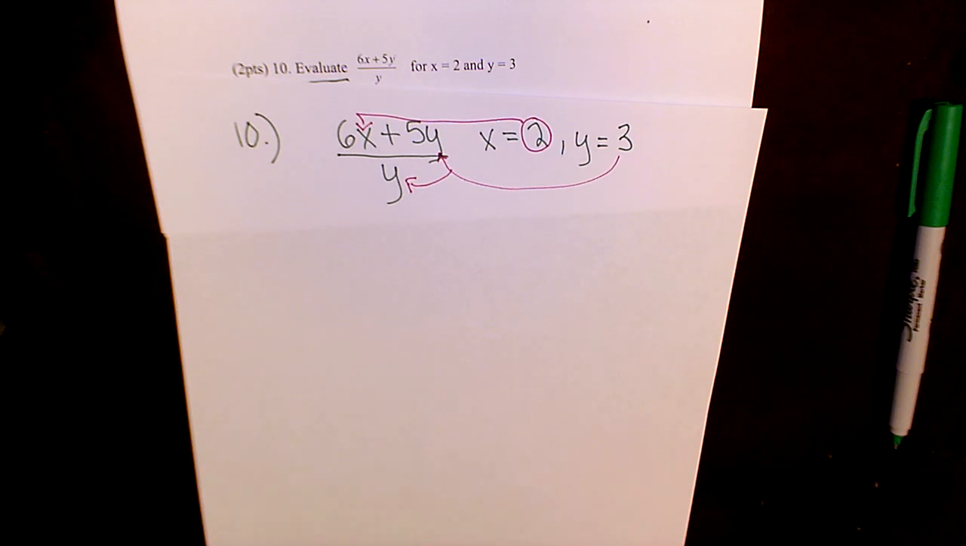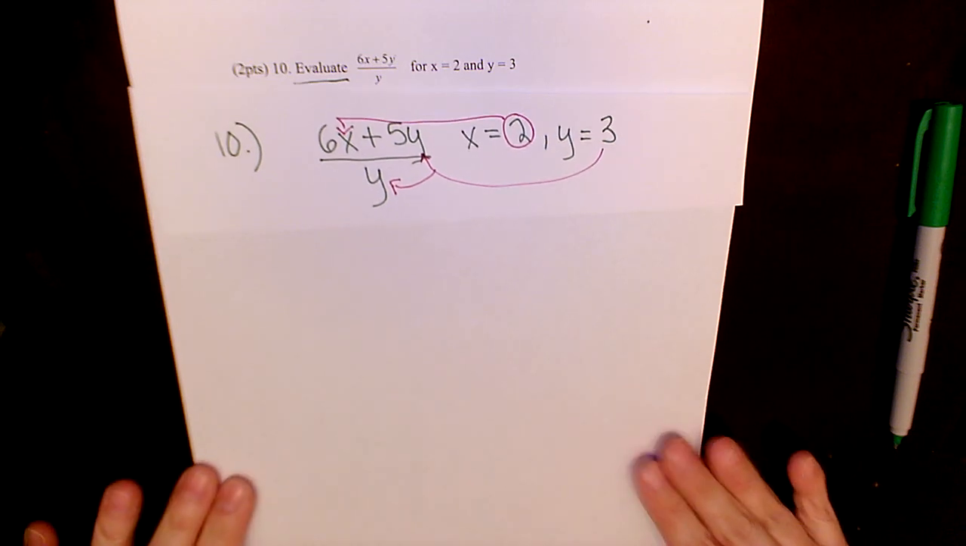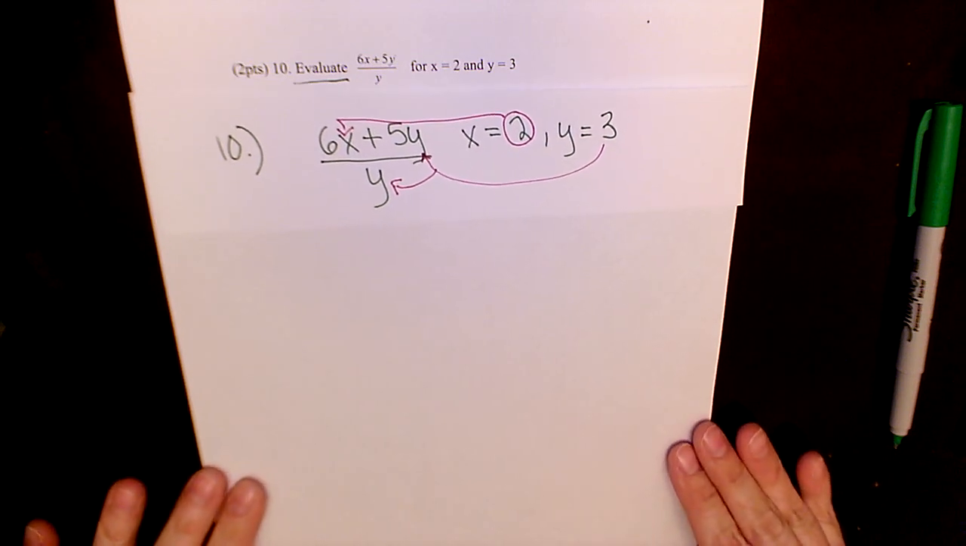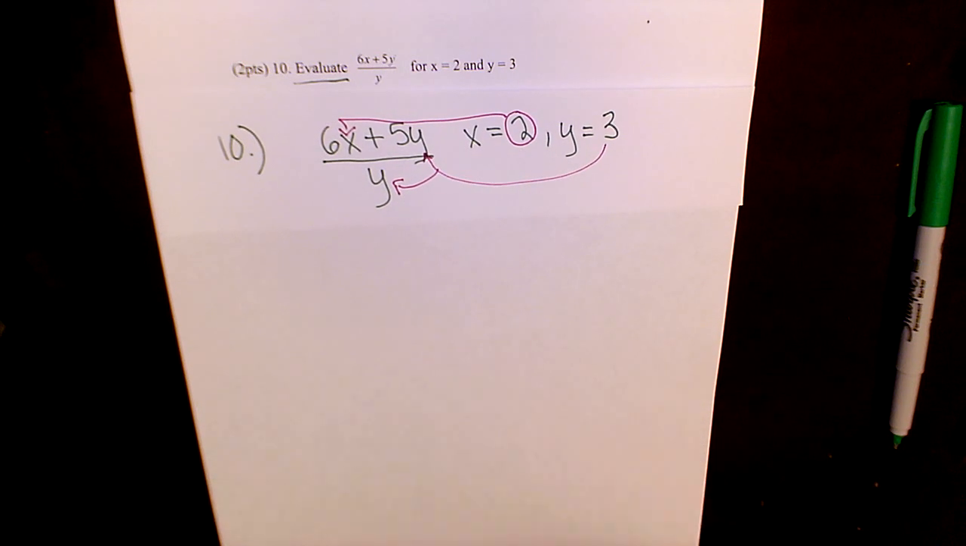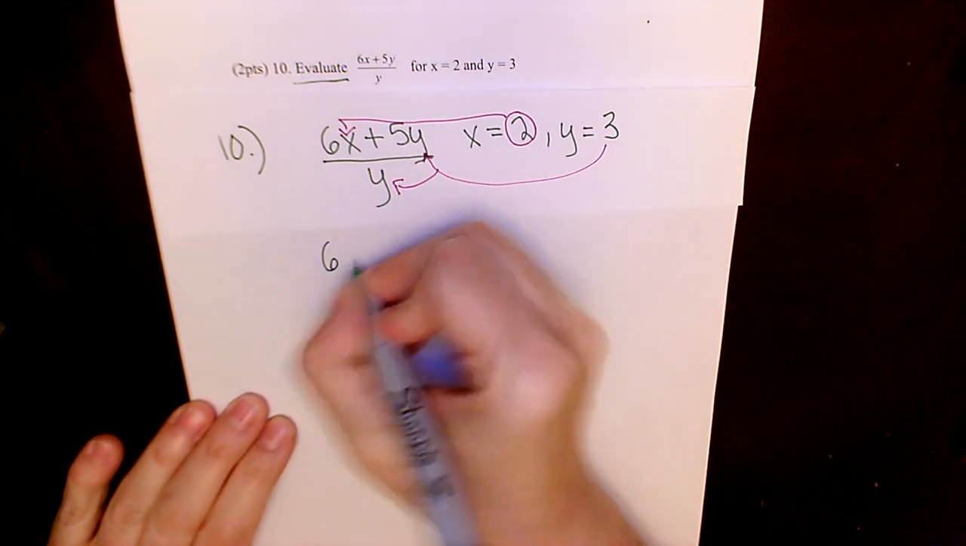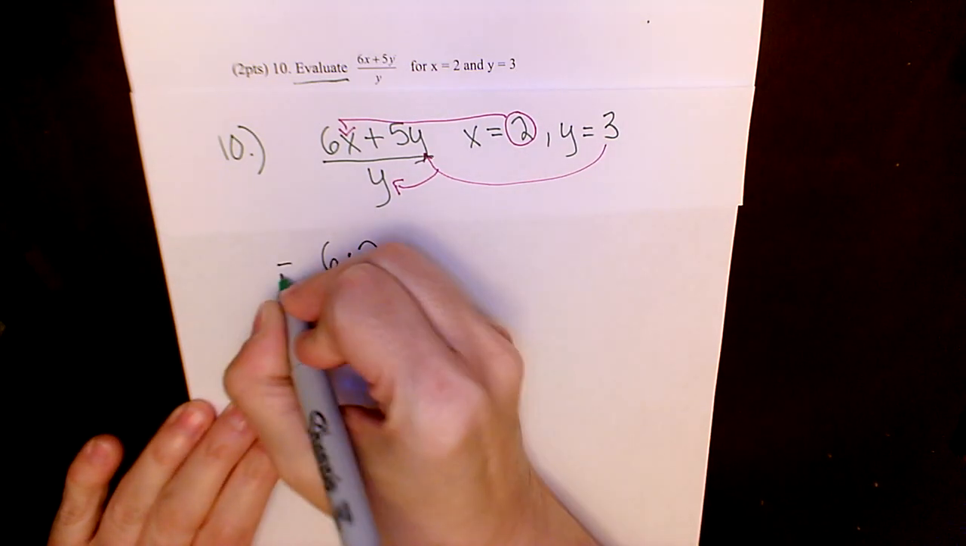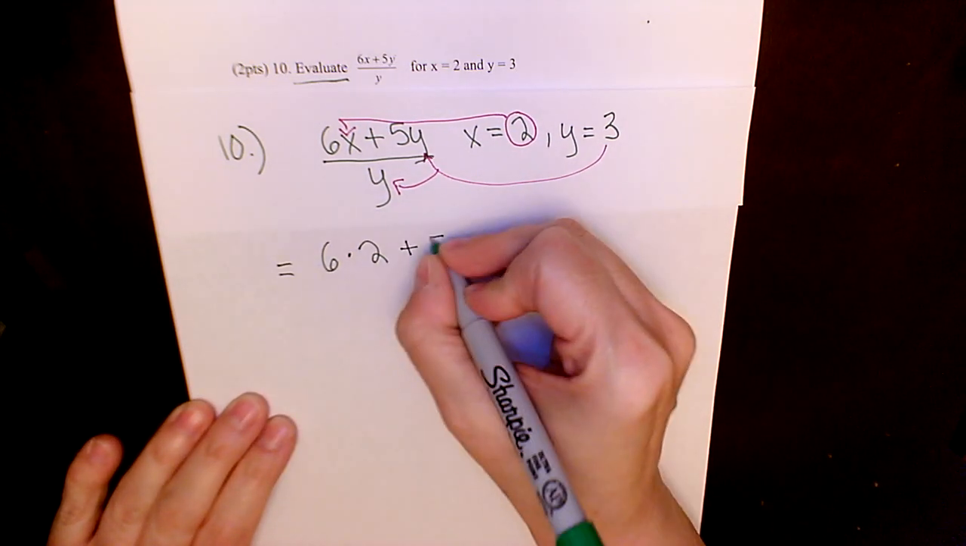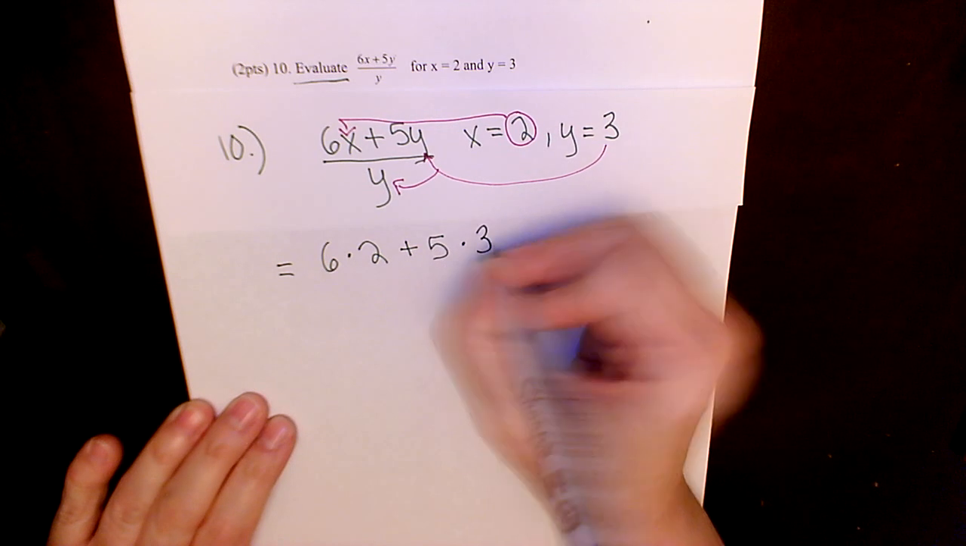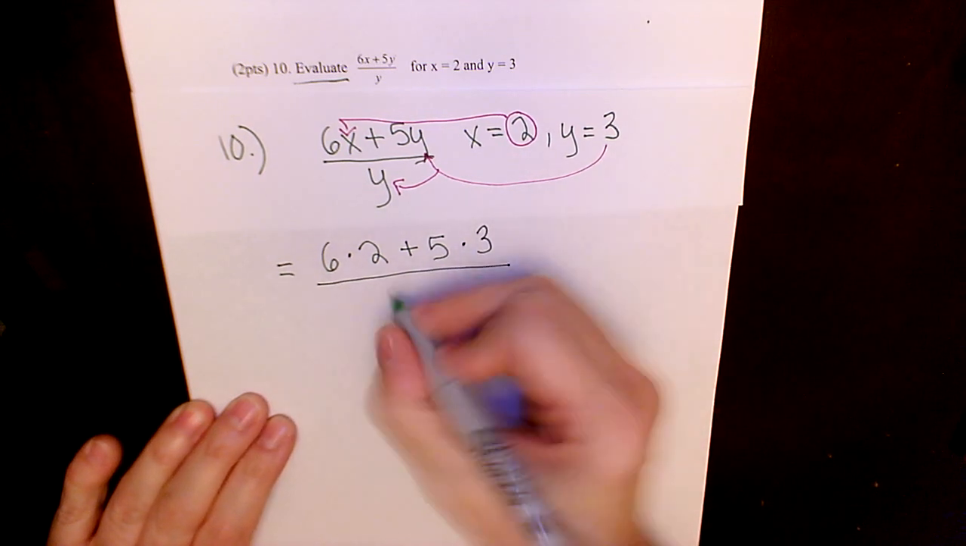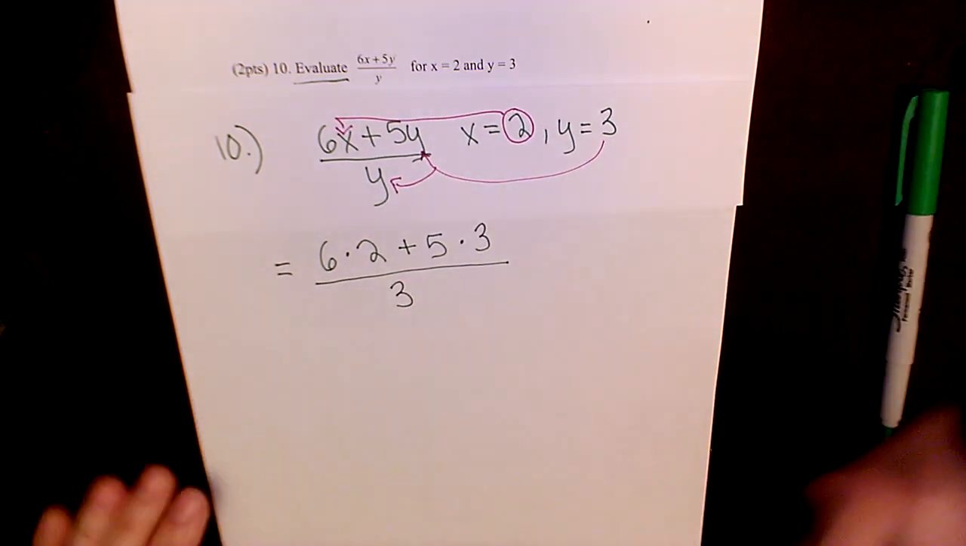So when 6 and x are together like that, there is an implied times. So that means 6 times 2 plus 5 times 3 divided by 3.